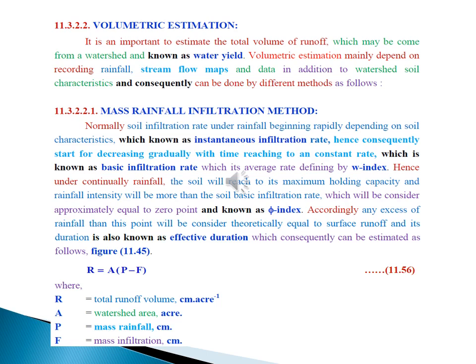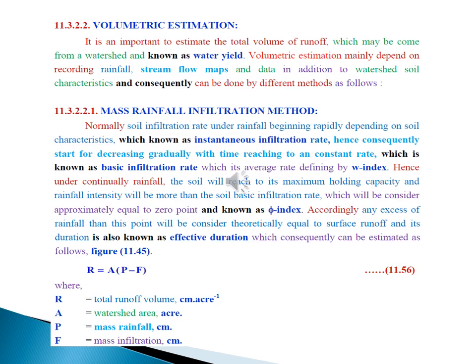Normally, soil infiltration rate under rainfall begins rapidly depending on soil characteristics, which is known as the instantaneous infiltration rate. Hence, it starts decreasing gradually with time, reaching a constant rate, which is known as the basic infiltration rate, which is the average rate defined by the W index.